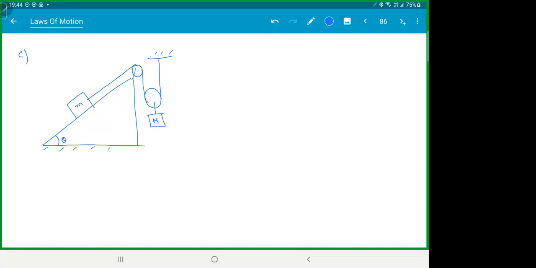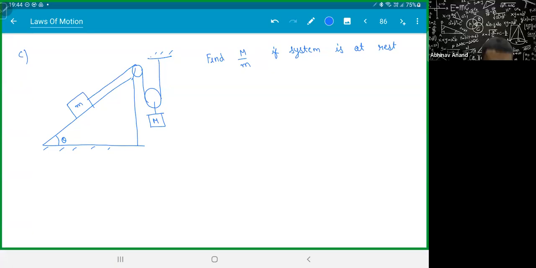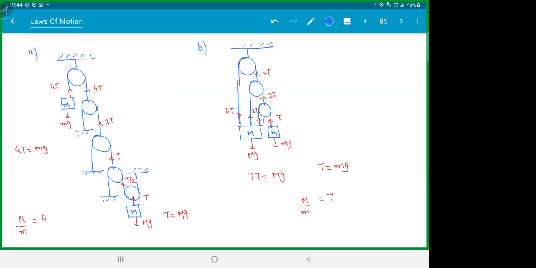Find M by m, system is in equilibrium. Same question. System is at rest. Can you go back for a minute? Yes, I think.